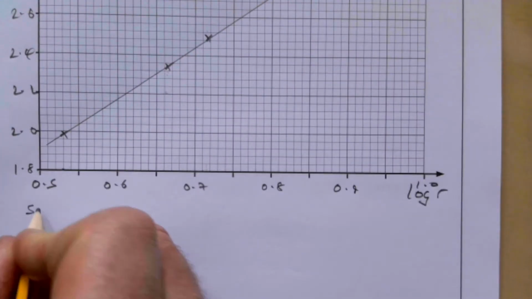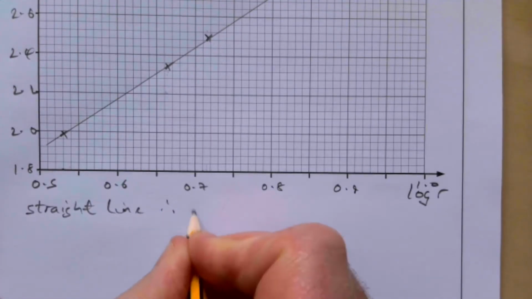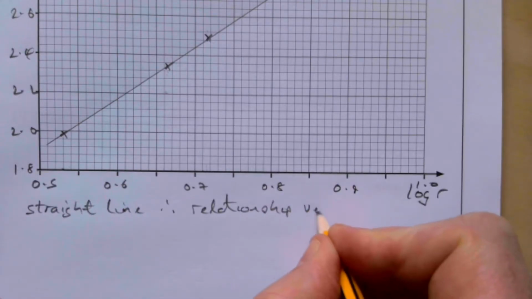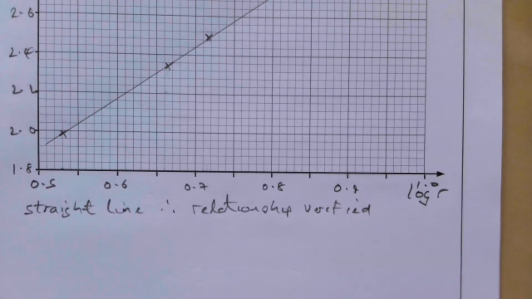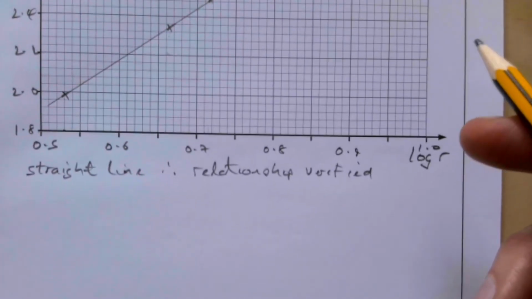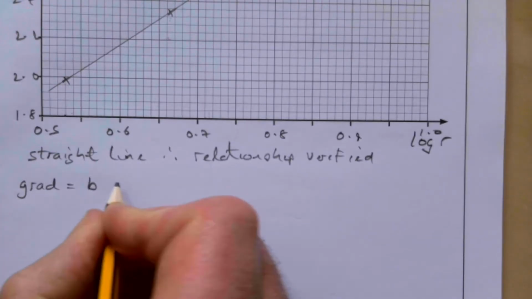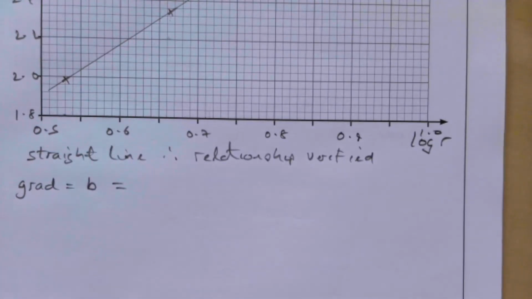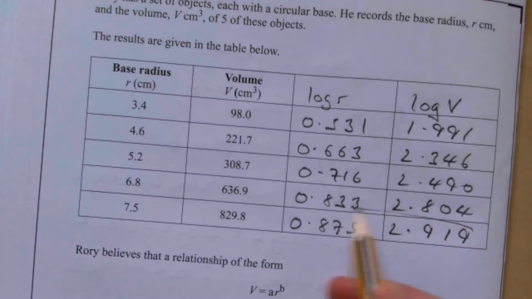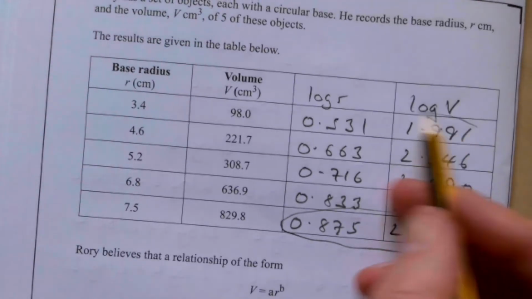So that is our straight line, therefore relationship verified. I'm then going to use my previous data to work out the gradient, which is going to help me work out the b. So my gradient, which is b, and the points I'm going to take, 2.919, I'm going to take this value here, and I'm going to take this value here.